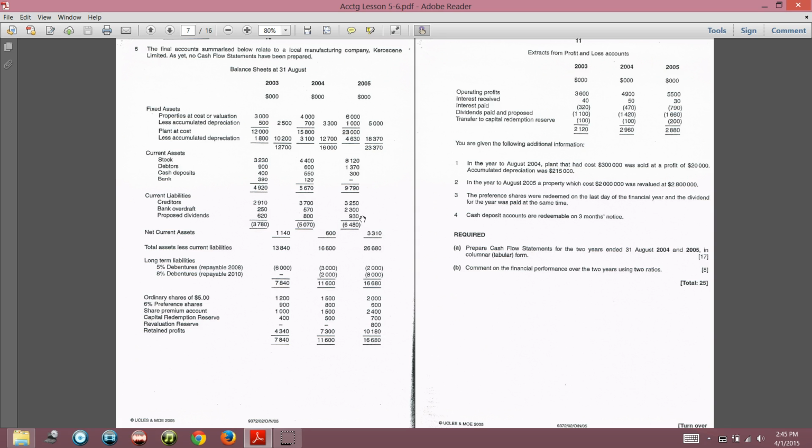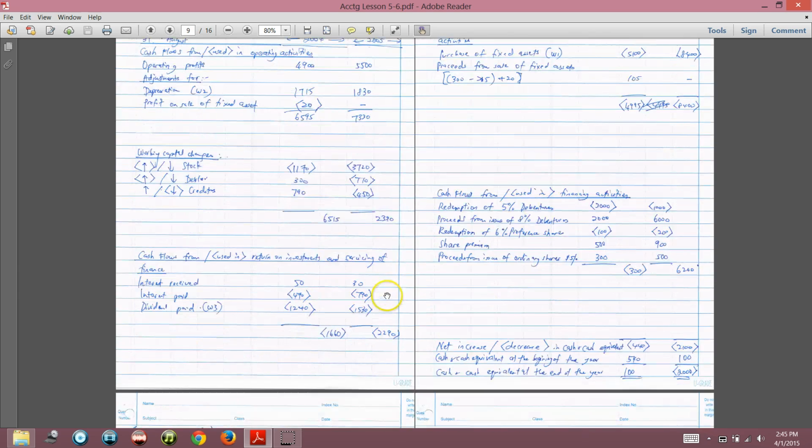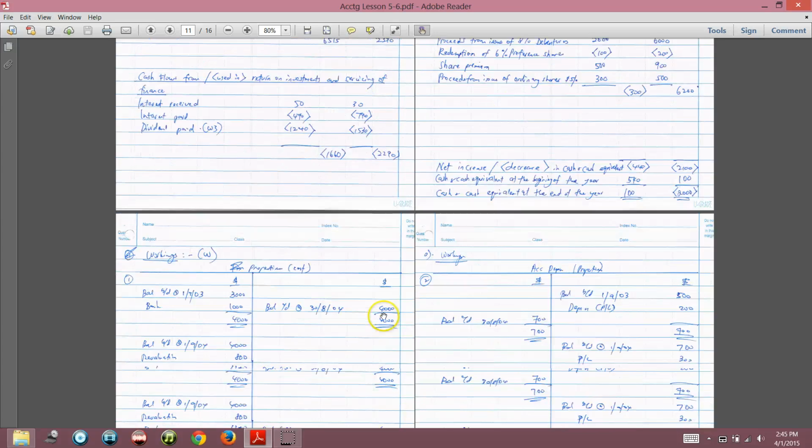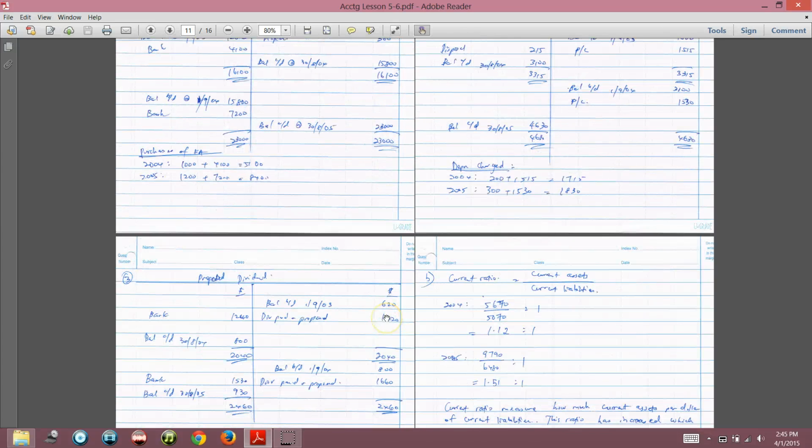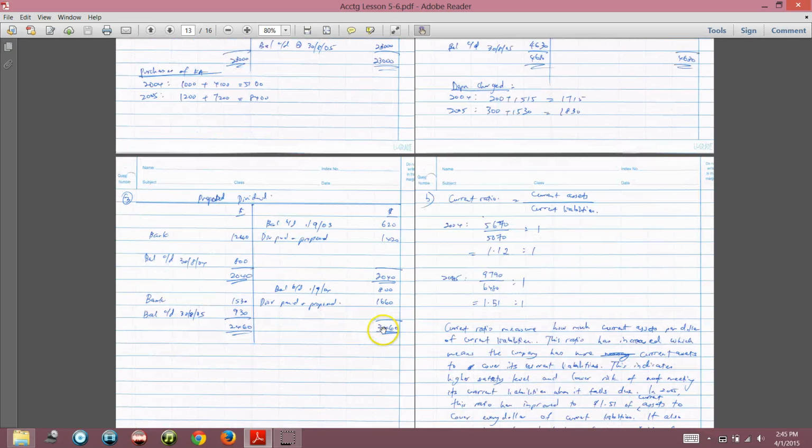So 2460 minus 930 will be equal to 1530, which is what we have paid them. So 1530 we put here. Okay, so you can do the workings that way, or you can do the workings in this T account format.